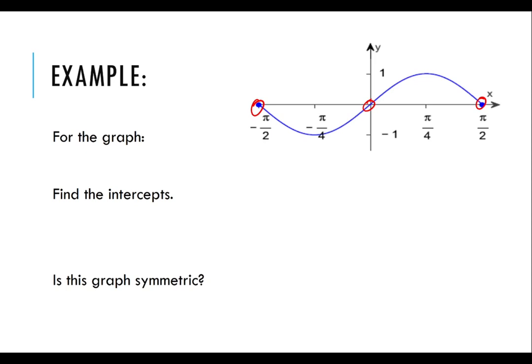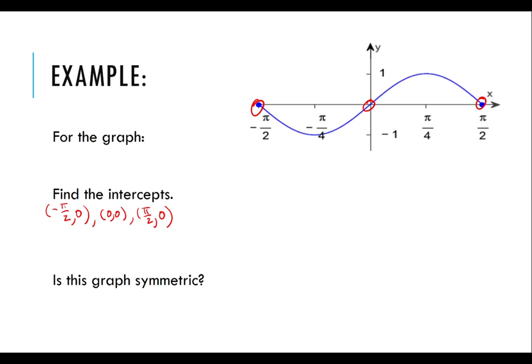And so the intercepts are then going to be the point negative pi halves, 0. Then the next point is the origin, 0, 0. Then the third point is the point pi halves, 0. So those are our intercepts. They're all x-intercepts, and then 0, 0 is the only y-intercept.